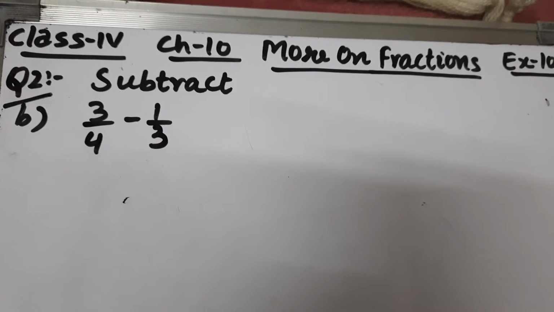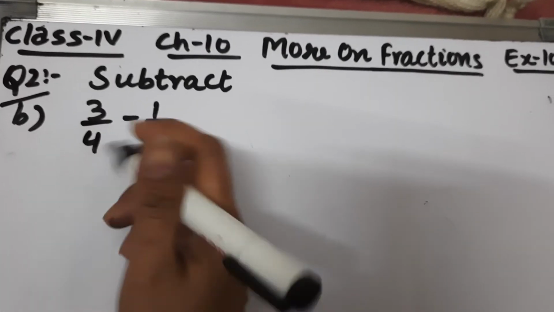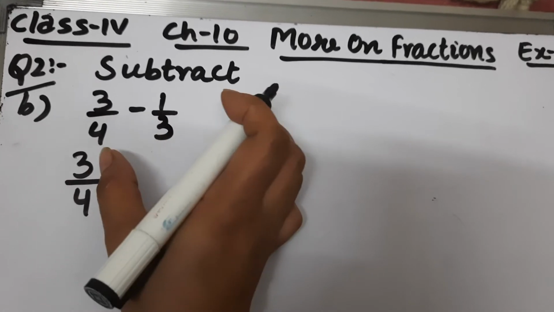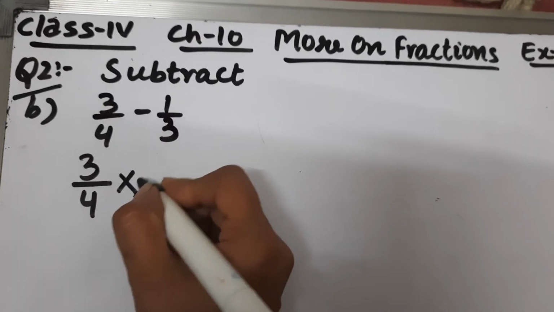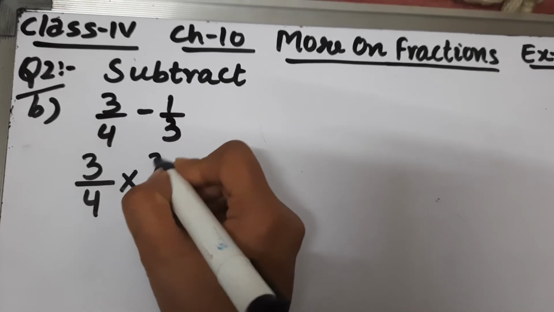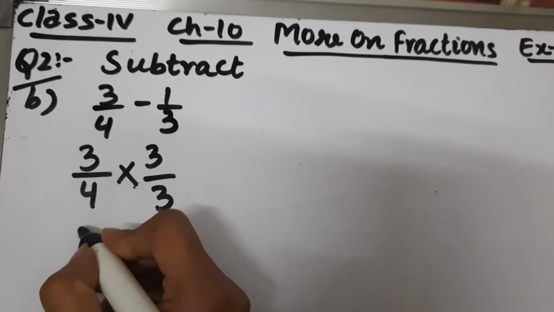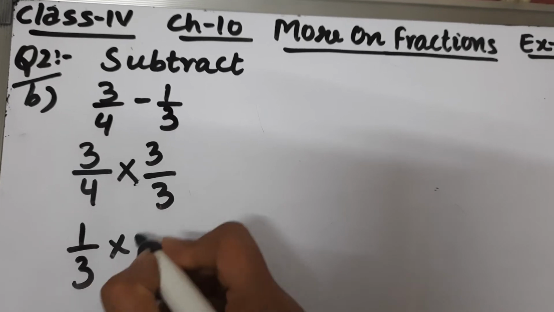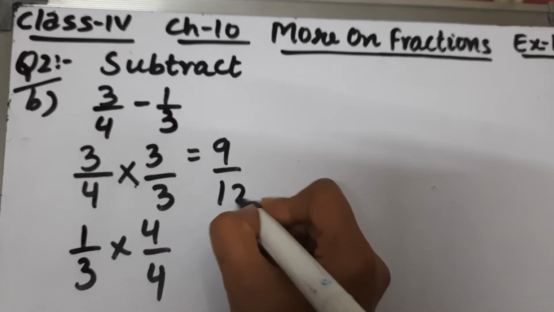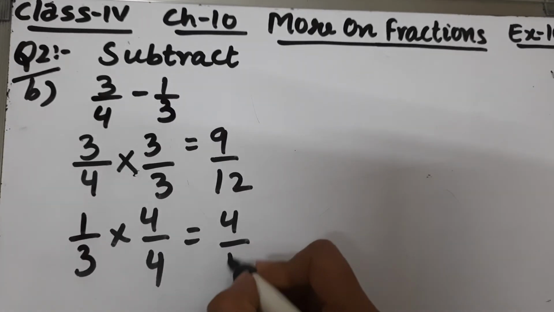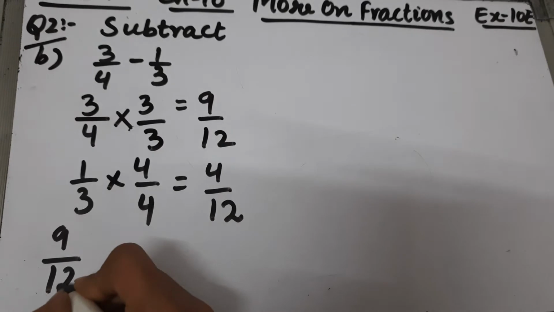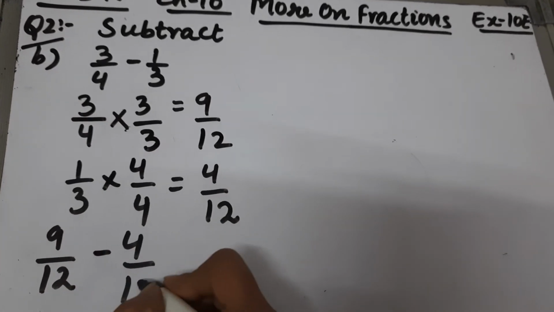B part is 3/4 minus 1/3. Both are unlike fractions. So the first step is to convert the fractions into like fractions. Multiply the numerator and denominator of the first fraction by the denominator of the second fraction, and the second fraction by the denominator of the first fraction. So this will be 9/12 and this will be 4/12. Now subtract the fractions, 9/12 minus 4/12.